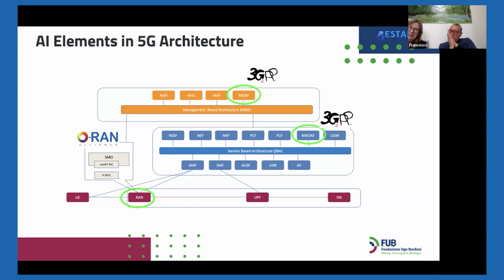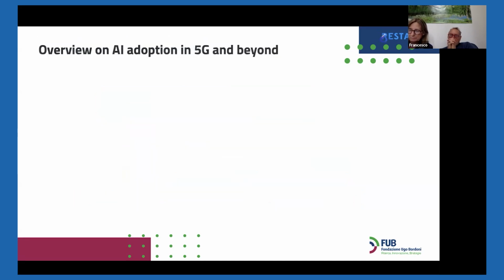It brings data analytics to the management plane. And on the RAN side, there is another important intelligent network element, the RAN Intelligent Controller, which is being specified by the O-RAN Alliance. This can also bring programmability and intelligence, as we will see later in a more detailed way, in the RAN domain.